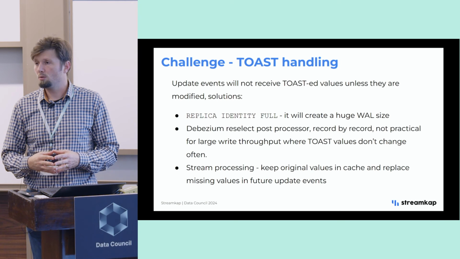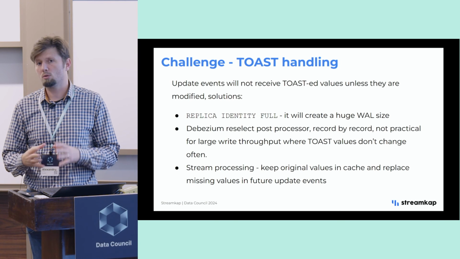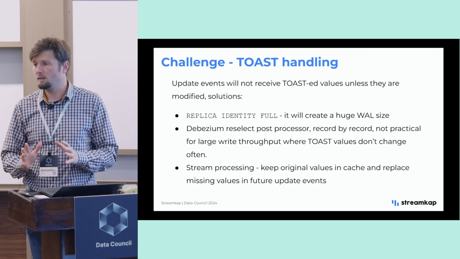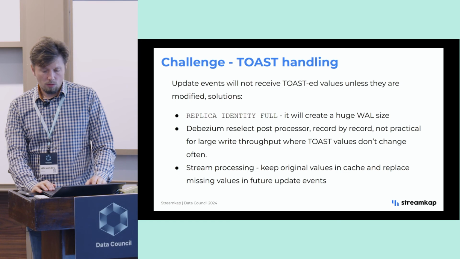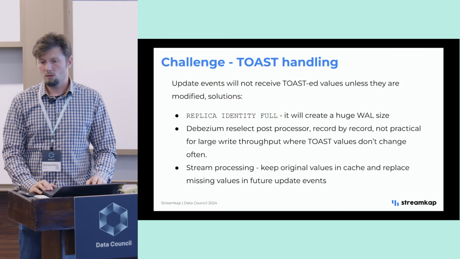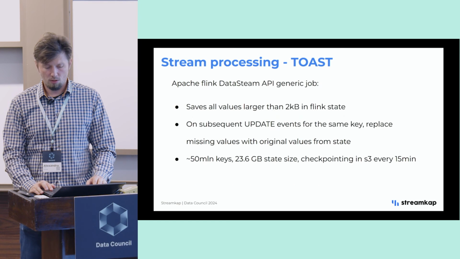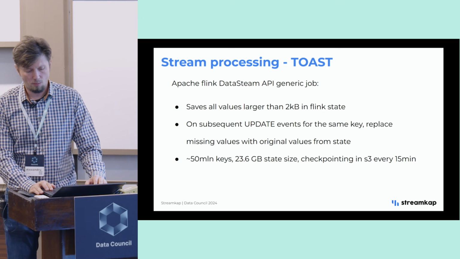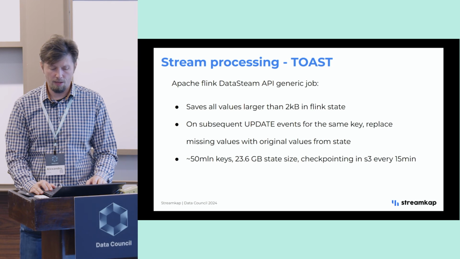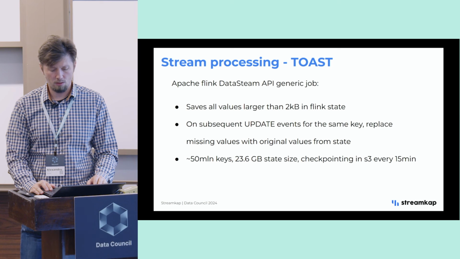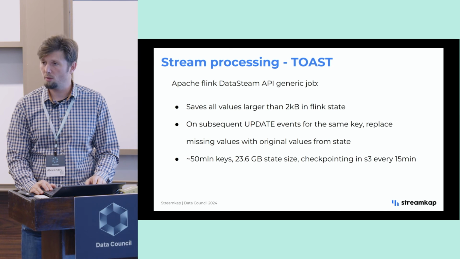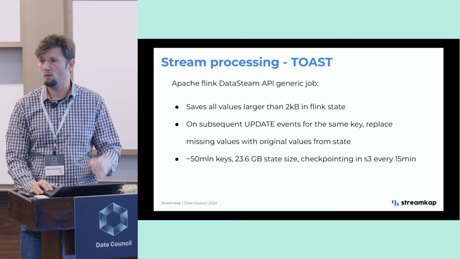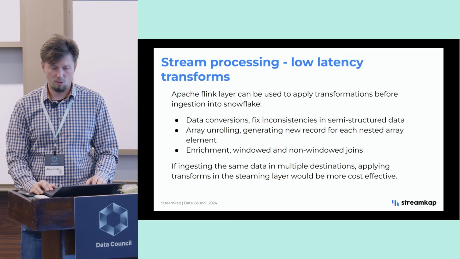So you cannot really use this solution unless you know those values will not be missing statistically a lot of the time. The solution that can keep up even with the huge throughput is solving it in stream processing. So this is what Streamkap does. It has a solution based on Flink that can cache the original values, and when it encounters a missing value, it can backfill it with the original value from the cache and solve this problem.